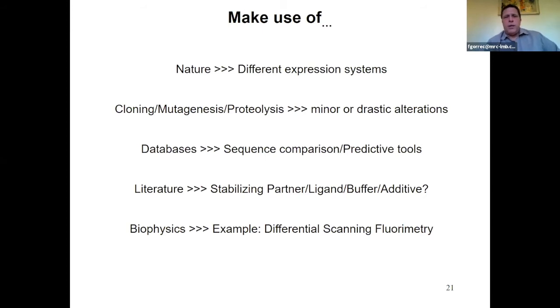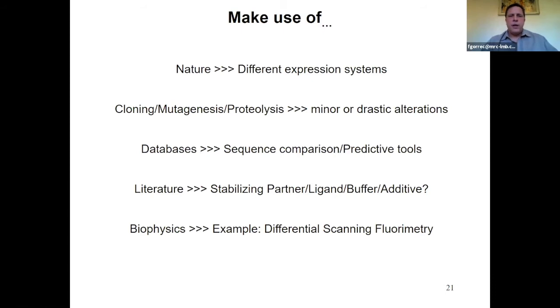You will go through cloning, mutagenesis, and proteolysis. These alter the sequence of your sample, more or less depending on what you want to do and where you are in the optimization steps. But you will make use of databases, of course, to do sequence comparison and try to predict as much as possible certain things. Obviously, if it's a novel sample, it will be hard to predict anything about crystallization. But it's worth having a look at what was done before with similar ones.